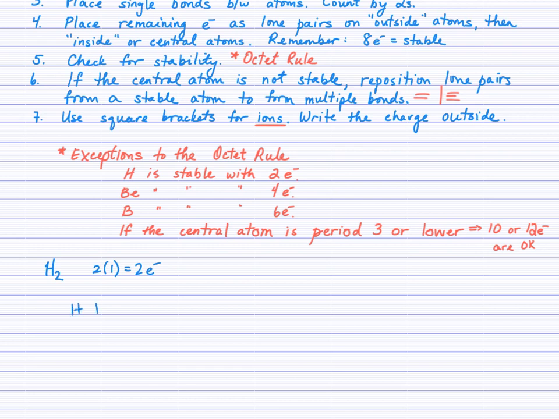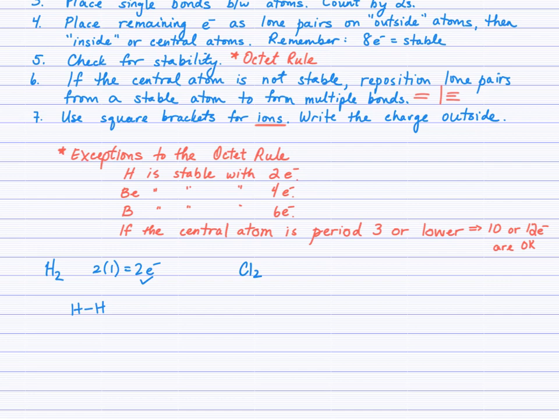We'll place the atoms on the page and start with a single bond between the atoms. Counting by twos as we go, that line represents 2 shared electrons. So we count to 2, we've already reached our total electrons, so there's no more electrons to put in the picture. That means no lone pairs. So we check stability, look at each hydrogen, and notice that each hydrogen has 2 electrons in total, including the shared pair. So the hydrogen on the left is stable, and the hydrogen on the right is stable because of those 2 electrons.